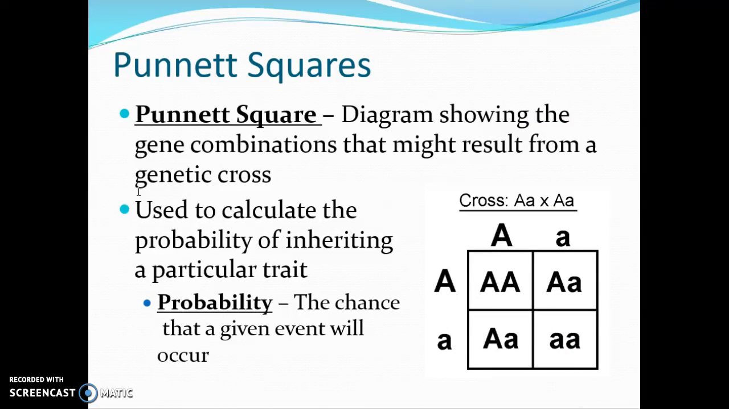Punnett squares. A Punnett square is a diagram that shows the genetic combinations that might result from a genetic cross. So if we cross this female with this male and we're looking at this one specific trait, what are the chances that their offspring are going to show that trait or not show that trait?